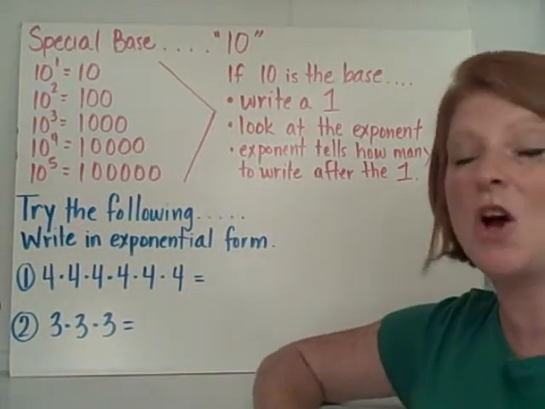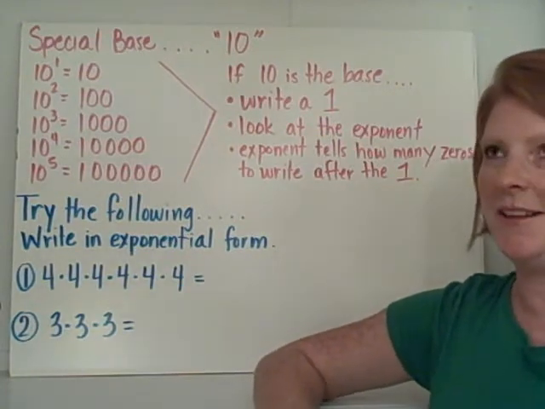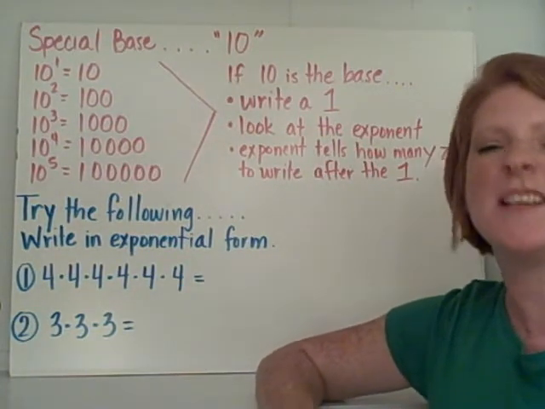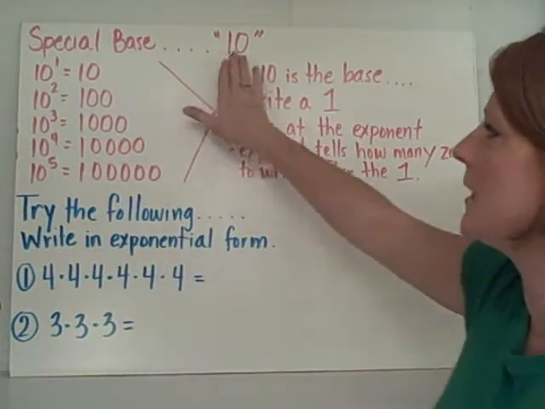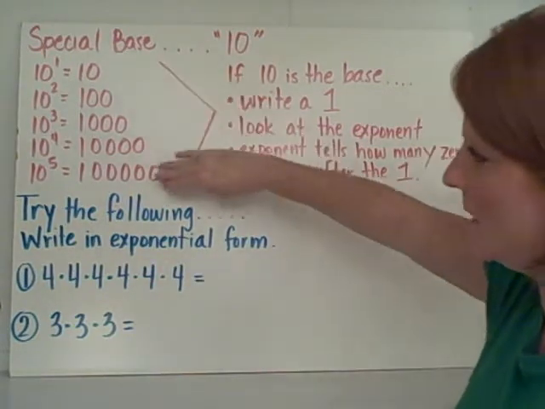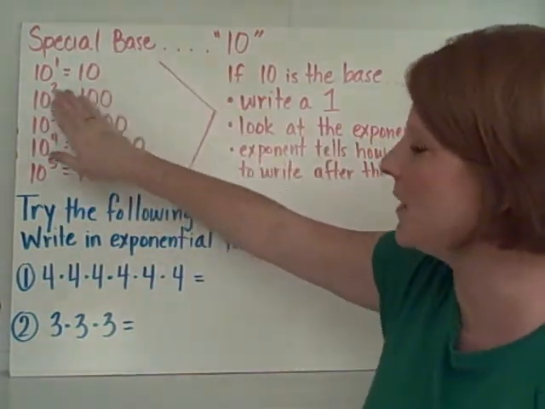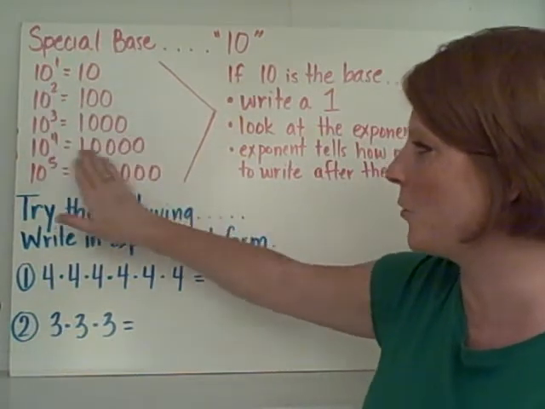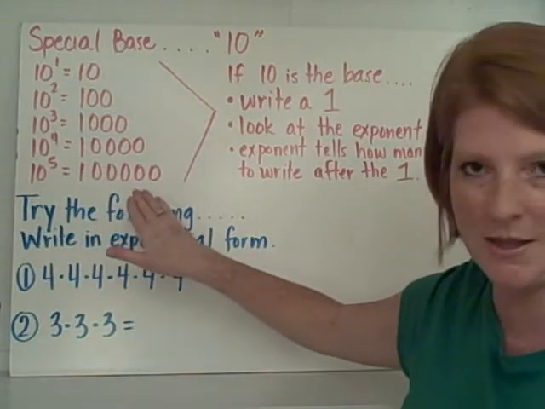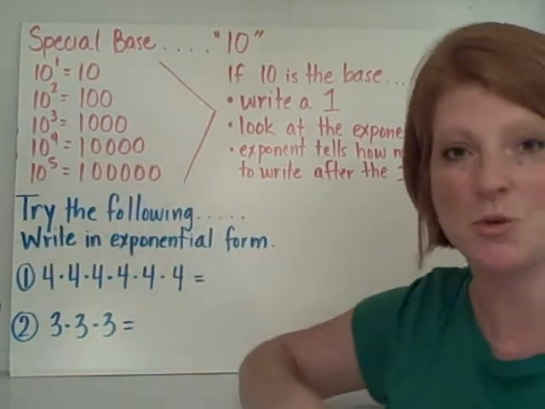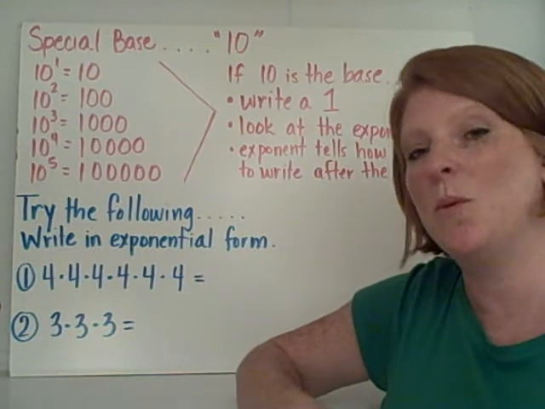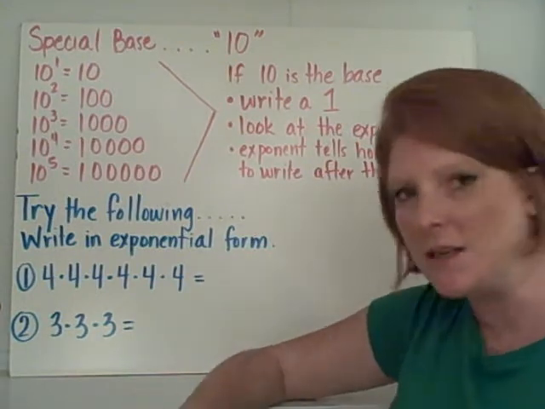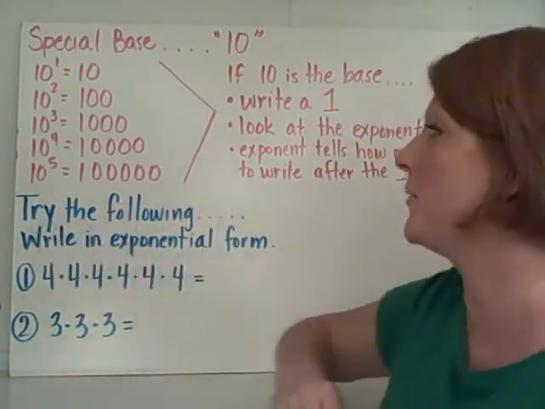We have something called a special base, and that's not really the correct term you want to use, but it is a special number, and that base is 10. If you look at the little pyramid that I've started here, 10 to the 1st power is 10, to the 2nd power is 100, to the 3rd power is 1,000, the 4th power is 10,000, the 5th power is 100,000. The reason we call these special is because you can come up with these without having to write out 10 times 10 times 10 equals 1,000.